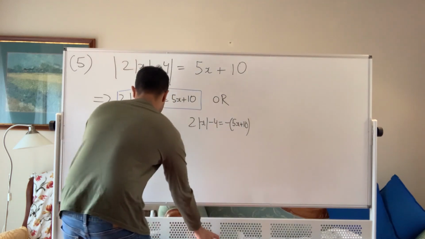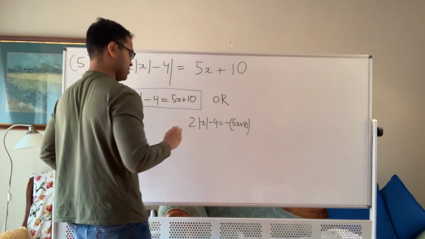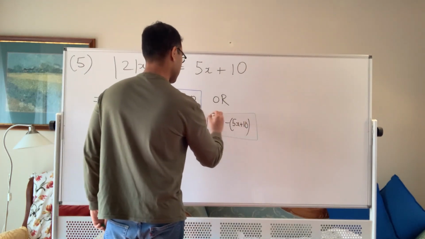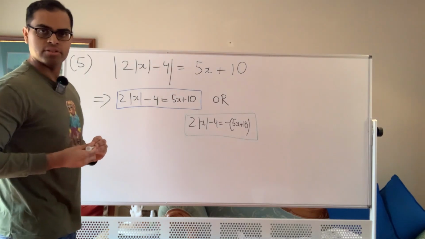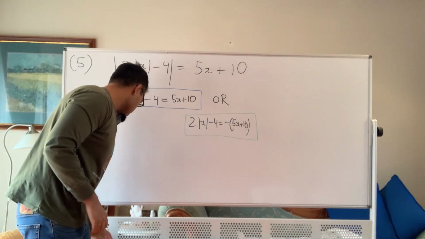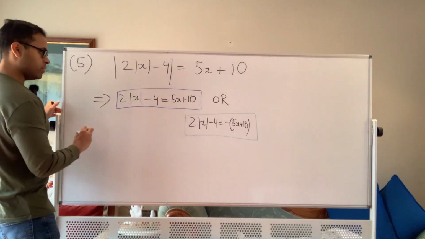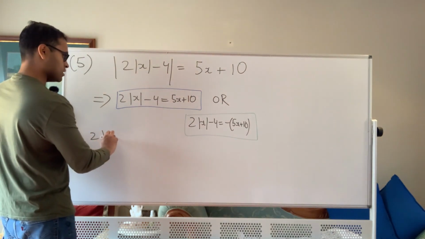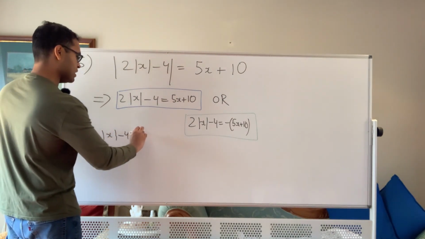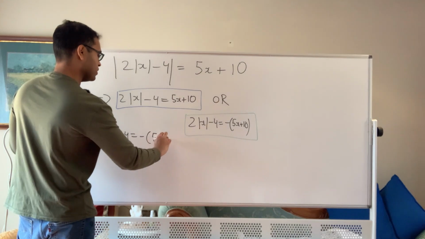this equation, and I'm going to do it in a green pen. Green's a little bit light, maybe not so easy to read. So let me know how you feel in the comments down below. I'll just do this in black, but I'll highlight that in green. So 2 absolute value x minus 4 equals negative 5x plus 10.